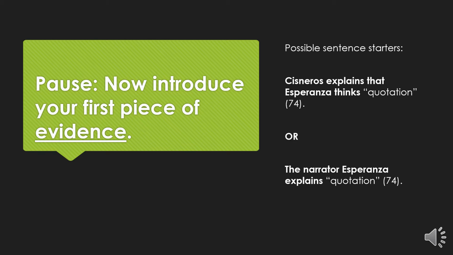Now we pause and introduce the first piece of evidence. Possible sentence starters could be something like, Cisneros explains that Esperanza thinks, then the quotation. Make sure you include quotation marks and a page number. This vignette came from pages 74 and 75. Or you could try the sentence starter, the narrator Esperanza explains, and the quotation you used. Again, use quotation marks and a page number.